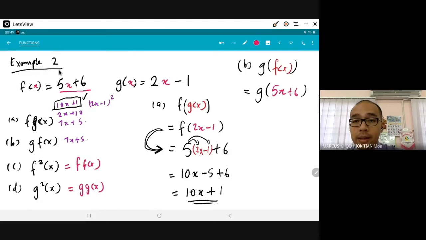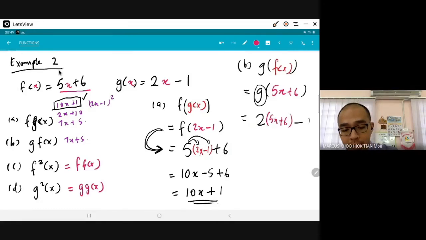And after that we look at the function G, because the function that I want to do now is G. So G of red equals 2 red minus 1. So now my red is 5x plus 6. What is not red stays the same. Repeat, what is not red I keep. So the 2 and the minus 1 I keep. What I change is the red, 5x plus 6.